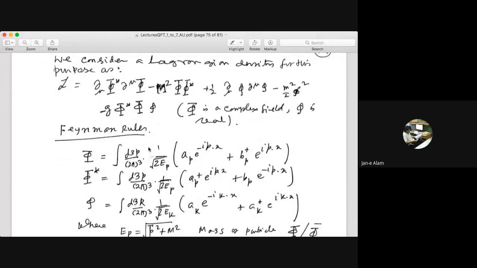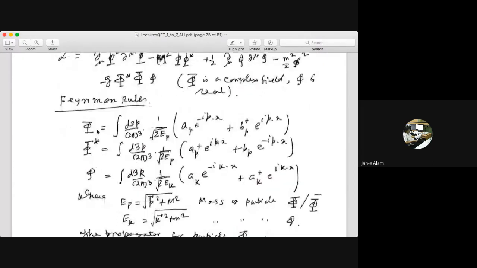Okay, so this is the interaction we are taking, that complex field capital phi is interacting with small phi, right? And I have written down the expansion for this field. This phi I can write as the integral d cubed p by (2 pi) cubed, 1 by root 2 E_p. A_p is the annihilation operator, and b_p dagger is the creation operator. Phi star will be just the complex conjugate of that.